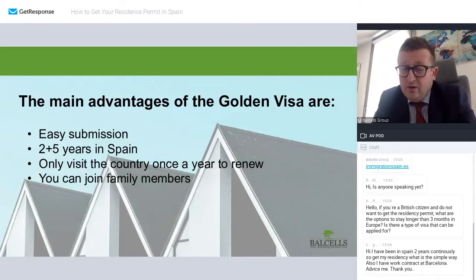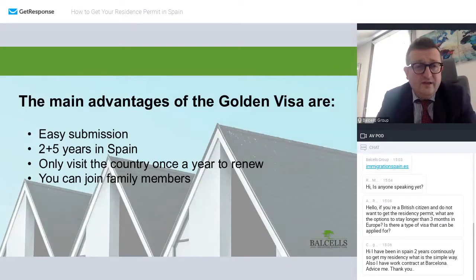It has to be €500,000 in real estate, or 1 million in a bank deposit, shares of a company, or shares of a Spanish company, or 2 million in bonds of the state of Spain. The first residency permit is for 2 years, and the renewal for 5 years.